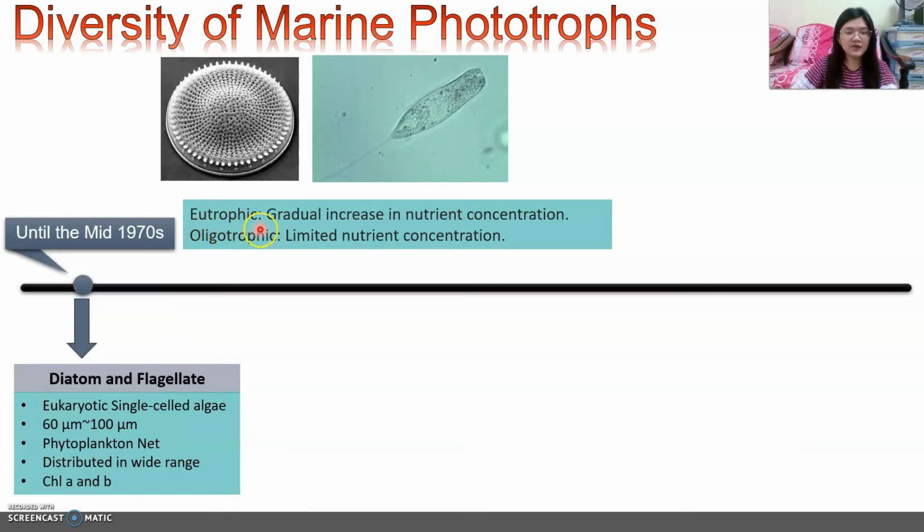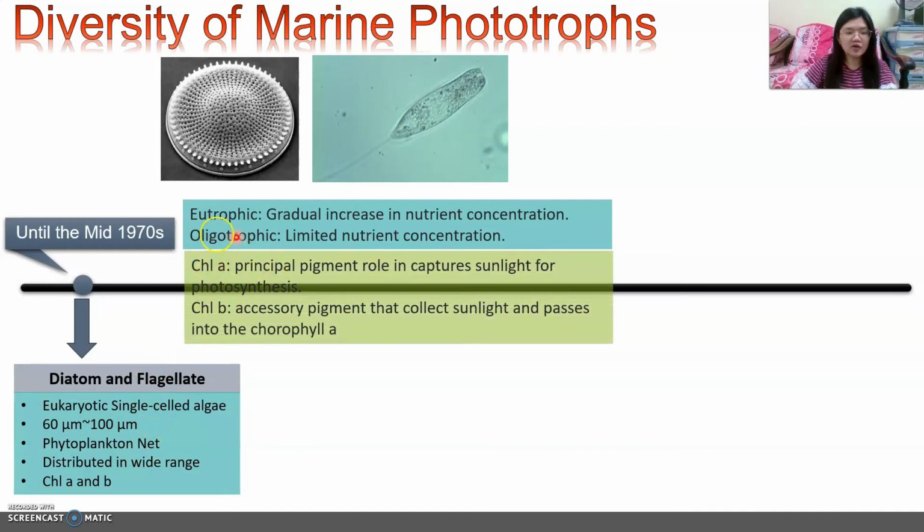First, the eutrophic environment. A eutrophic environment is an environment with gradually increasing nutrient concentrations. In the opposite, an oligotrophic environment has limited nutrient concentrations. Diatoms and flagellates contain chlorophyll A and B. Chlorophyll A acts as the principal pigment that captures sunlight for photosynthesis. And chlorophyll B acts as an accessory pigment that collects sunlight and passes it to chlorophyll A.